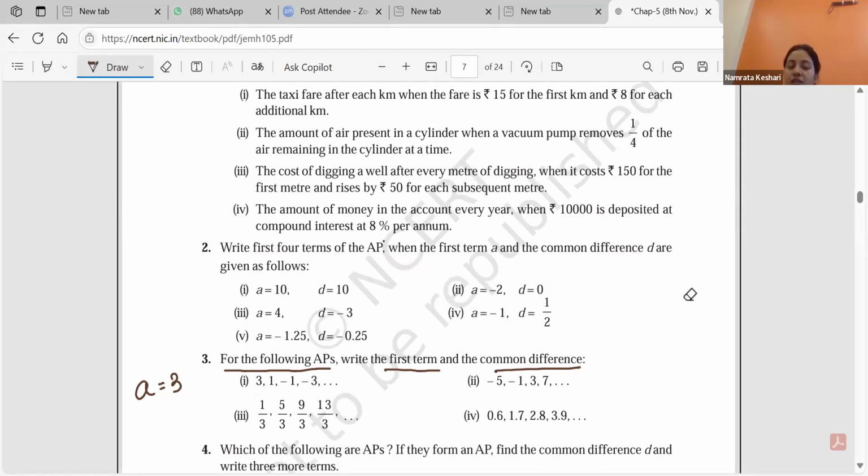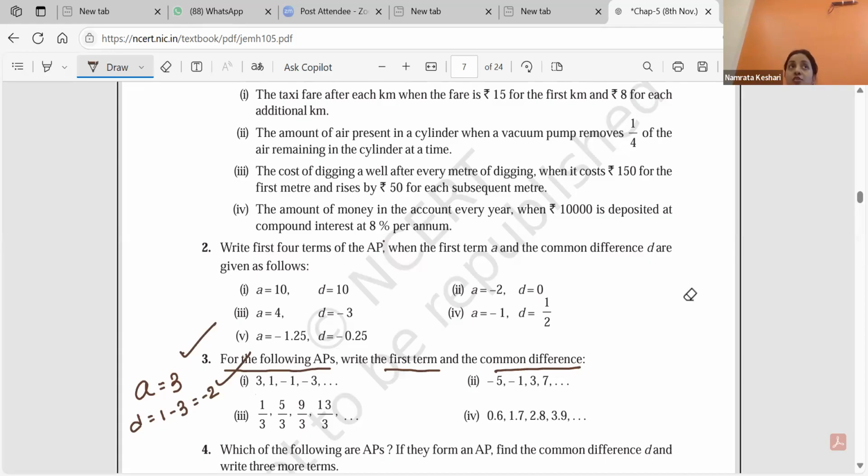Since the question already says it's in AP, you don't have to check. Then we will find the common difference. Small letter d is equal to the second term minus the first term. That is minus 2, the common difference. First term, common difference. We are done.